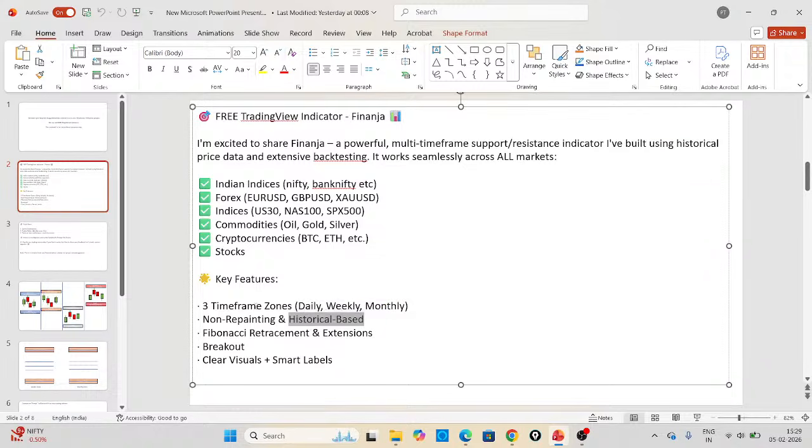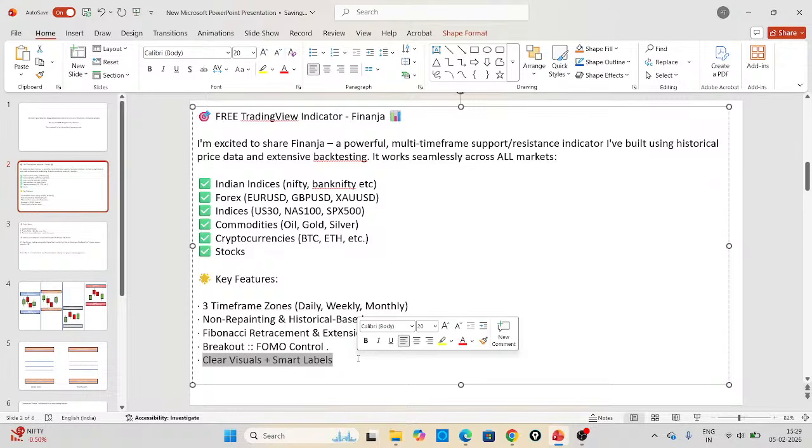And also this indicator is developed based on the historical levels or historical price action, we can say that. These are the Fibonacci retracement and Fibonacci extension levels. I have also developed one more indicator, the breakout label indicator. Basically this is a FOMO control indicator. I'll be explaining it in 1 or 2 minutes. These are the clear visibles and the smart labels also. I'll be explaining it.